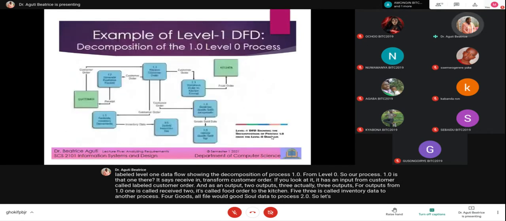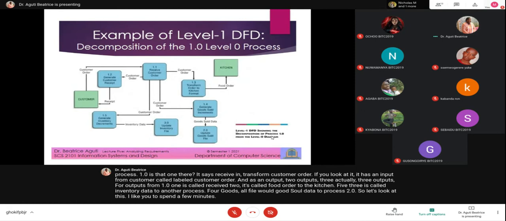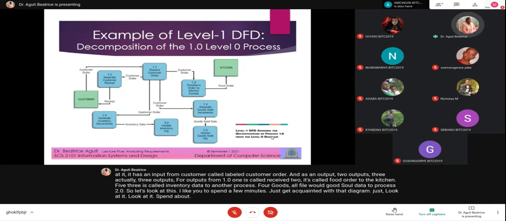So let's look at this. I'd like you to spend a few minutes and get acquainted with that diagram. Just look at it, spend about 4 minutes just looking at it, and then we shall talk about it.